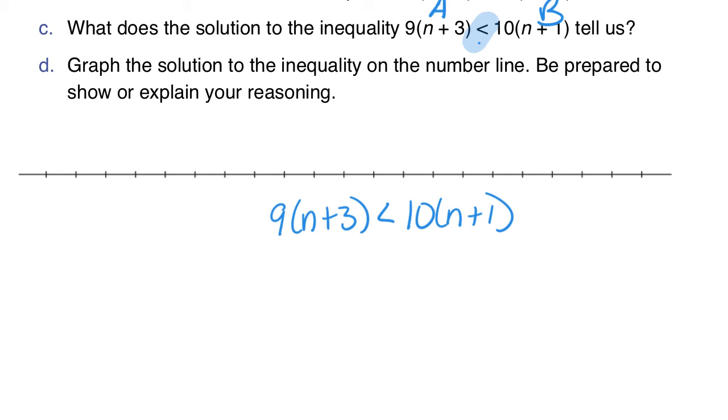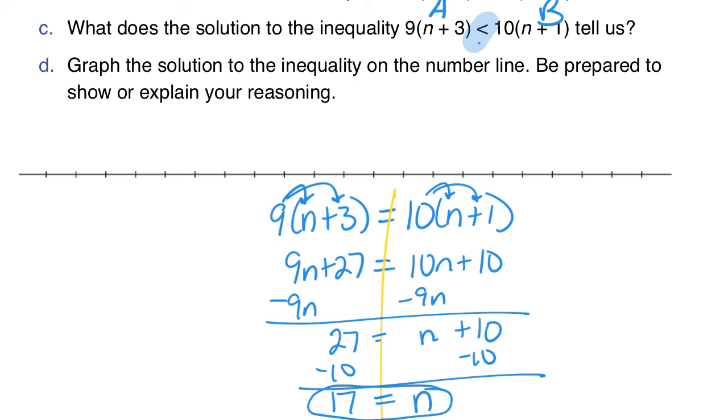To solve this inequality, the first thing I'm going to do is rewrite it with an equal sign, so I solve it as an equation. I end up with n equals 17, but that's not the solution to the inequality. That was the solution to it as an equation. But on my number line up here, I'm just going to add 17, and I'm going to put a big open circle on it. It's an open circle because this was just less than, not less than or equal to.